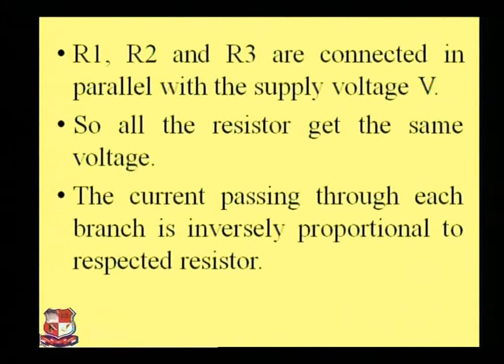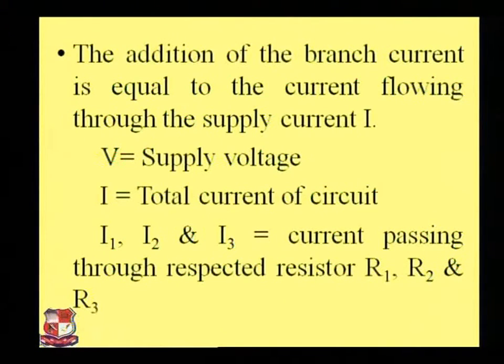Now, as for the figure, if we take three resistors, what happens? R1, R2 and R3 are connected in parallel with the supply voltage V. So all the resistors R1, R2 and R3 get the same voltage V. But the current passing through R1, R2 and R3 is different, or divided. All the resistors get the same voltage V, but the current through each branch is inversely proportional to the respective resistor. The sum of the branch currents is equal to the supply current I.